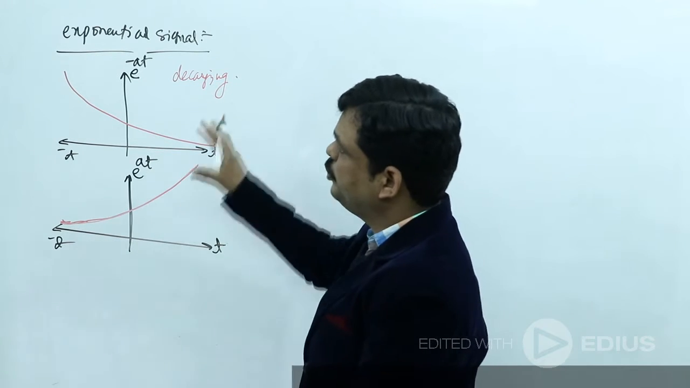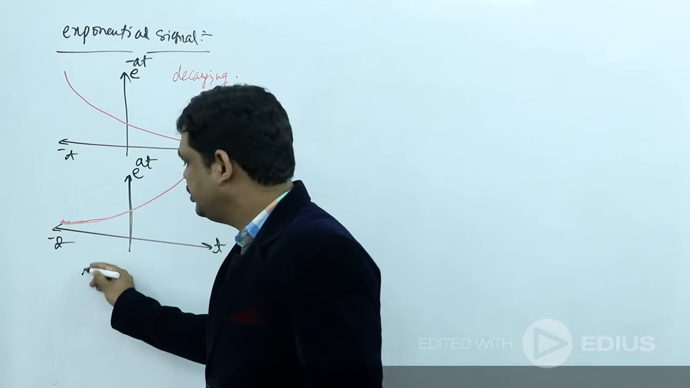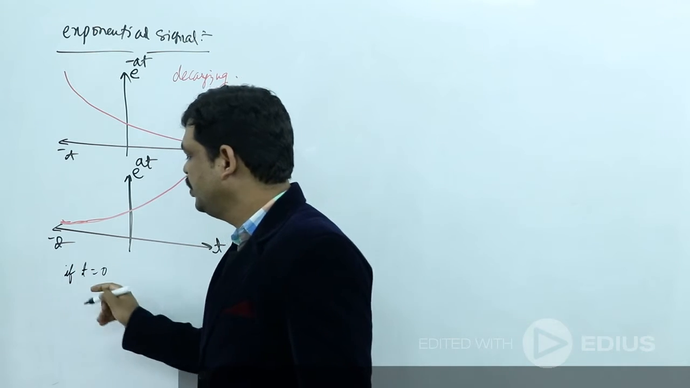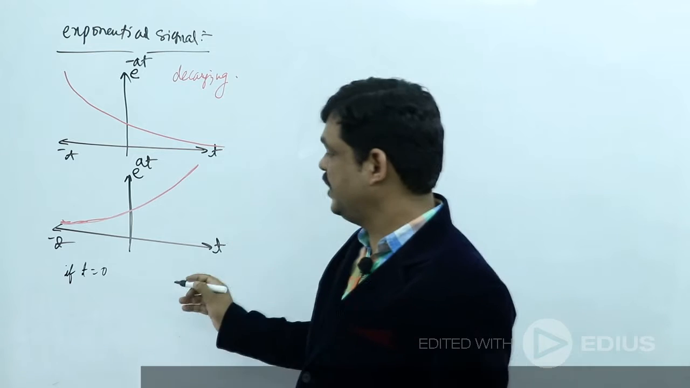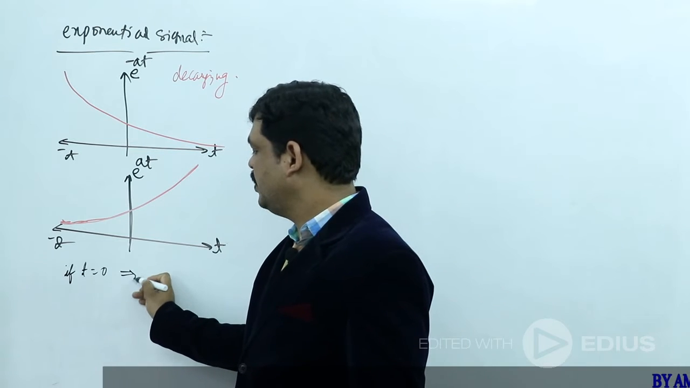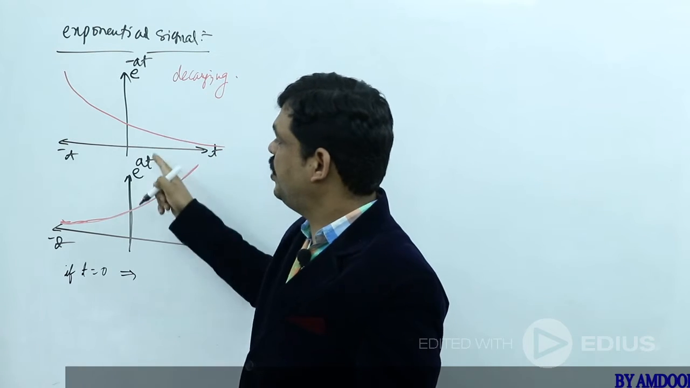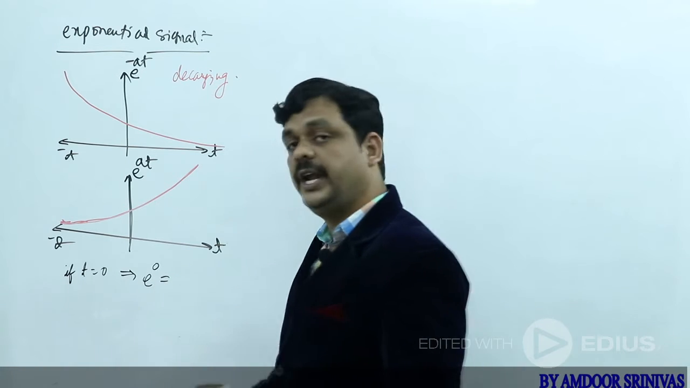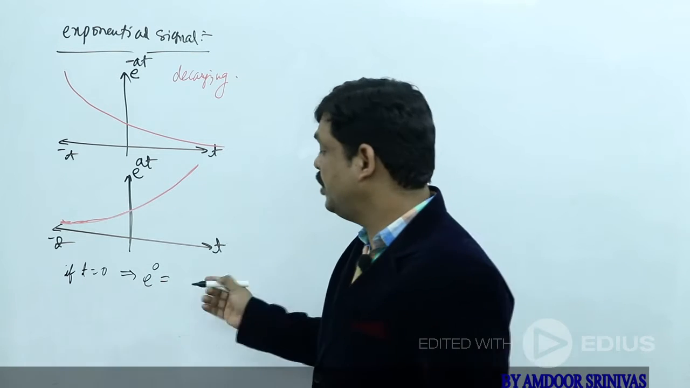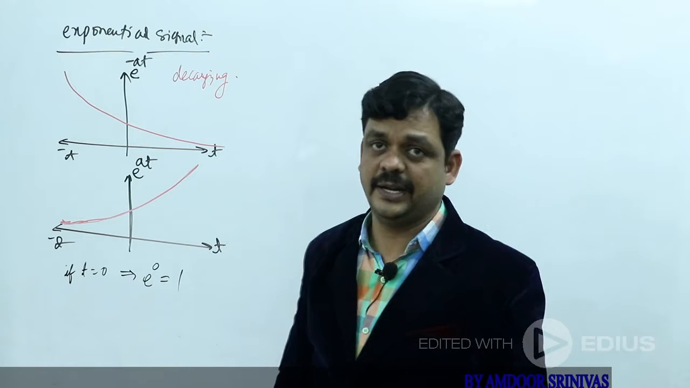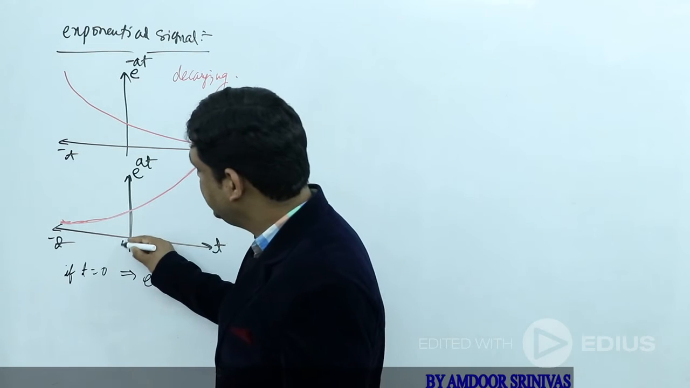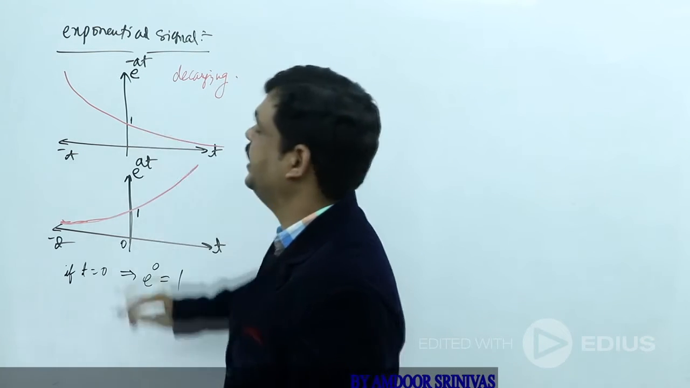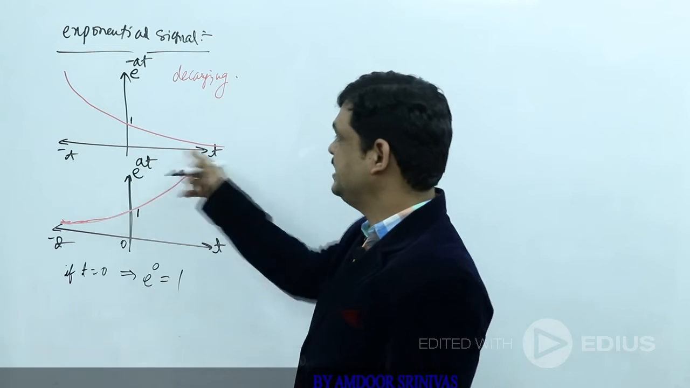Now I want to substitute a few values in this. If you substitute t is equal to 0 in this function, so here t is 0 and here t is 0, then what happens? E to the power of 0, right? Something to the power 0 is always 1, right? So exactly at the origin, the amplitude of the signal is how much here? 1.